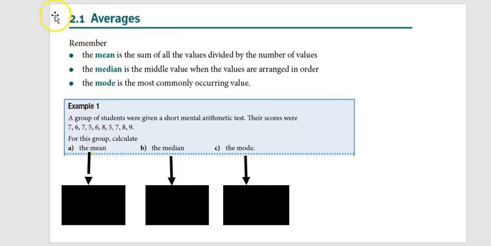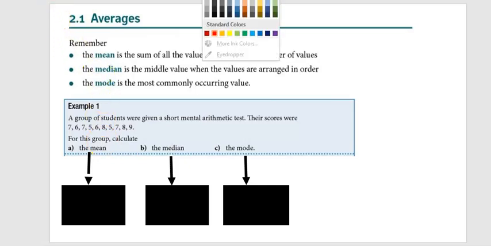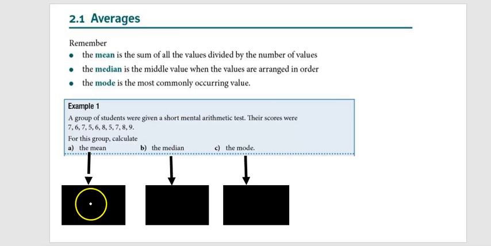So let's look at what is going to be the mean. And we have said the mean is the sum of all the values. So we sum up all these. 7 plus 6, 13. 13 plus 7, that gives you 20. Plus 5, 25, 31, 39. This will give us a total of 68.